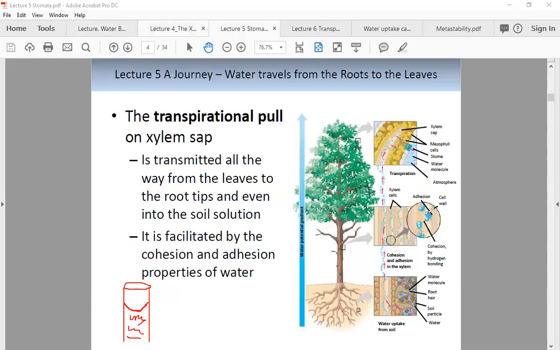And there's one more property that's not described here, I don't believe. What about capillary action? Capillarity. Everyone's familiar with capillary action? Yes or no? I'm sure you are.